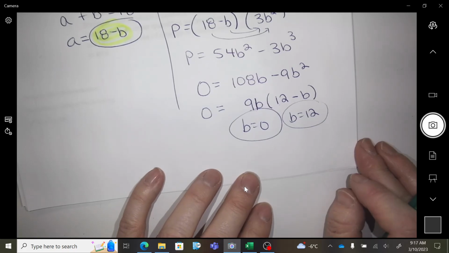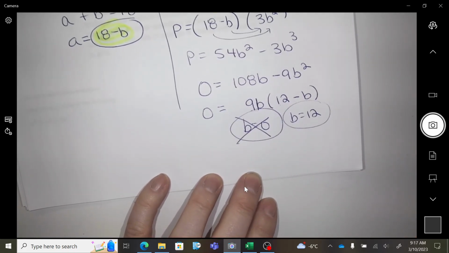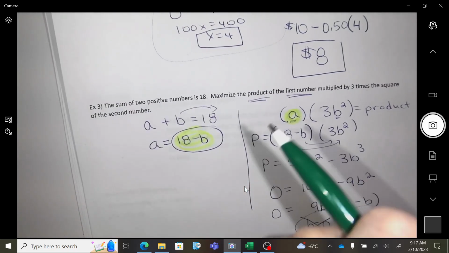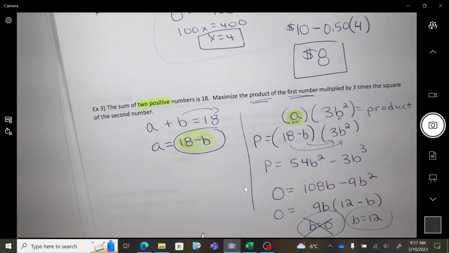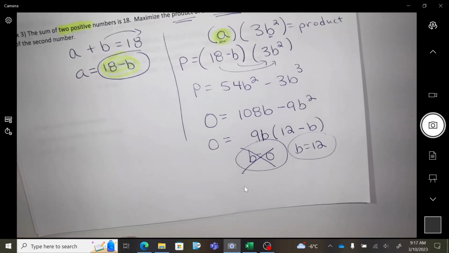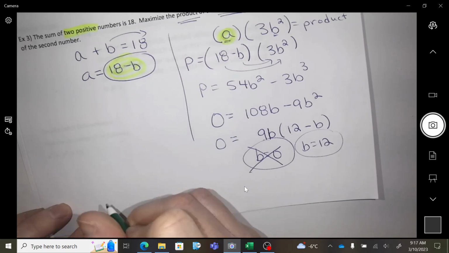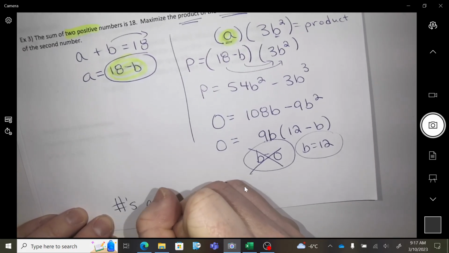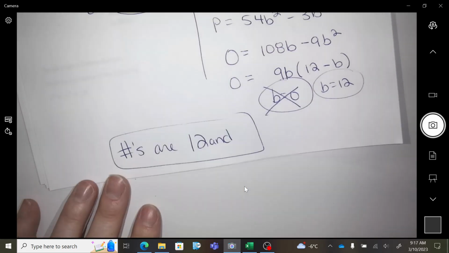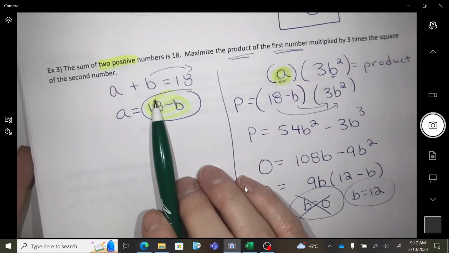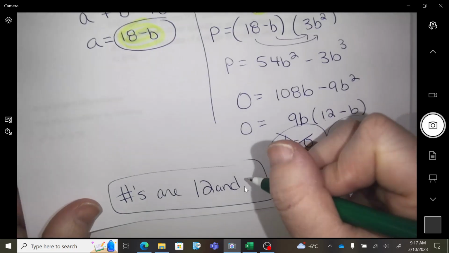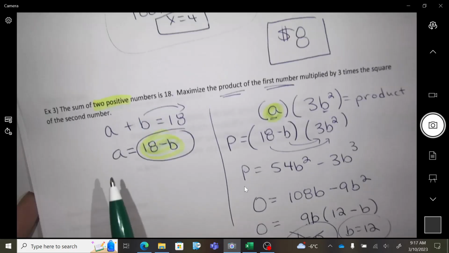Those were the results of our factoring, but this gets eliminated because the question says I need to have 2 positive numbers. Okay? So obviously having something with a 0 is not going to give me a max product. So the numbers are 12 and what's your other number if B is 12? A is, let me go back to that, and it would be 6, right? 12 and 6.